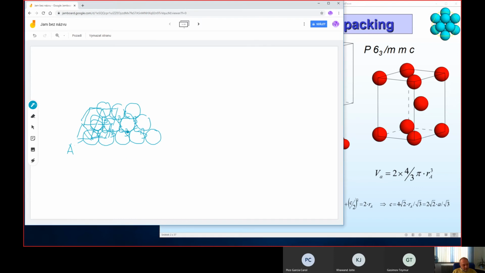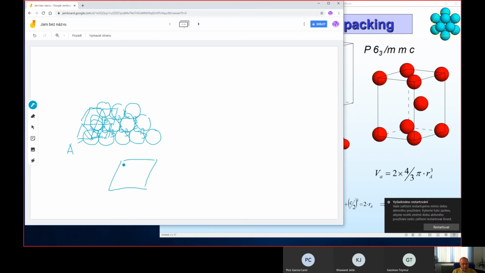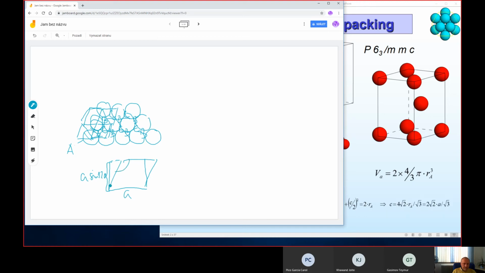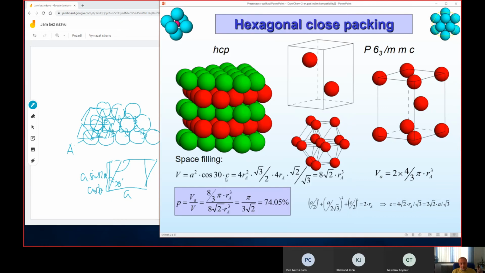If you have this unit cell, then this is the parameter A, but in order to calculate the area of this, we must take this distance, which is A times sine of 120 degrees, which is this angle, or cosine of 30 degrees, which is this angle, okay, 30 degrees, times the C parameter, which is perpendicular to it.